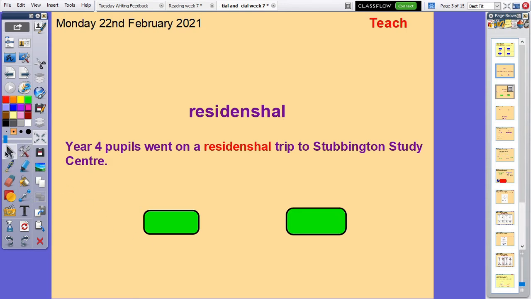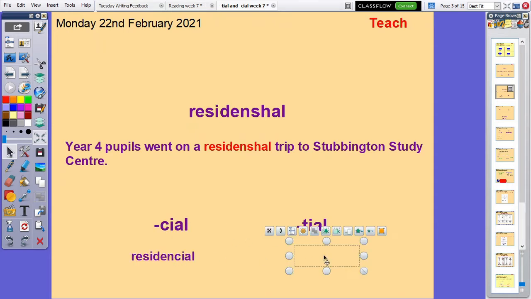What about residential? So again, I've spelt it so it is phonetically plausible, but we know it's not right. So year 4 pupils went on a residential trip to Stubbington Study Centre. So again, is it shul or shul? Is it with a C or with a T? And again, a good speller would try it with both. Which one looks right? Residential, residential. And hopefully people would notice that this time this one is the right version.